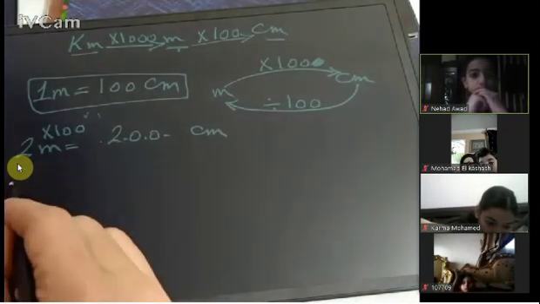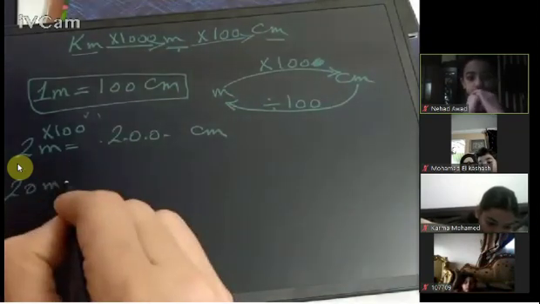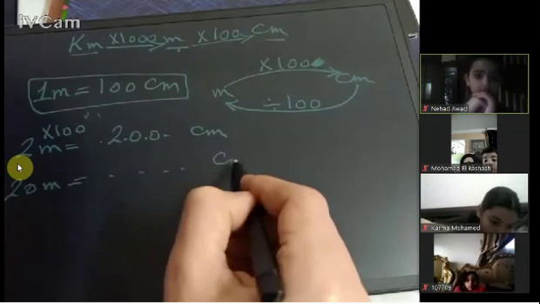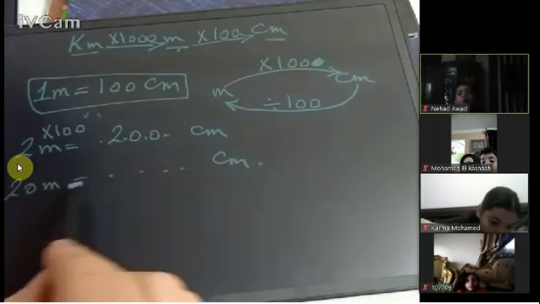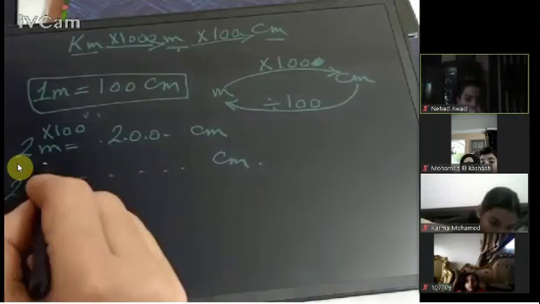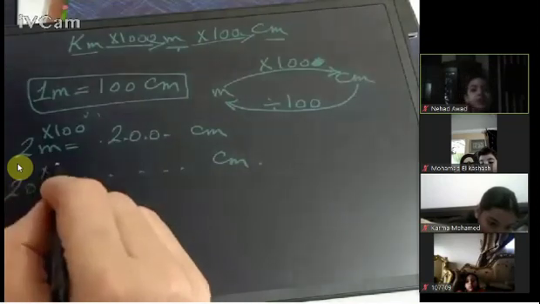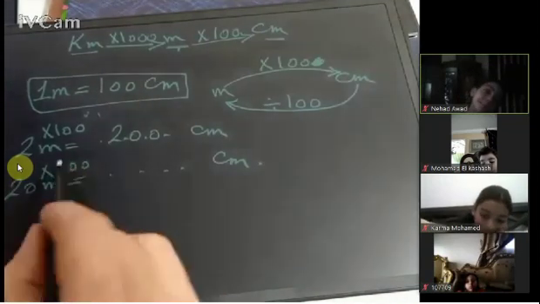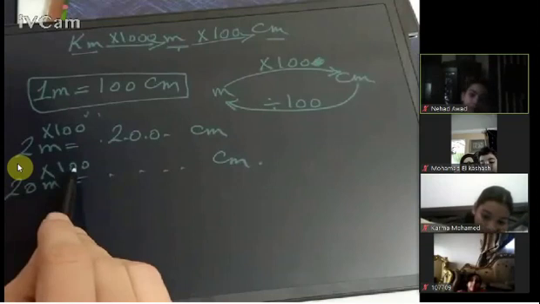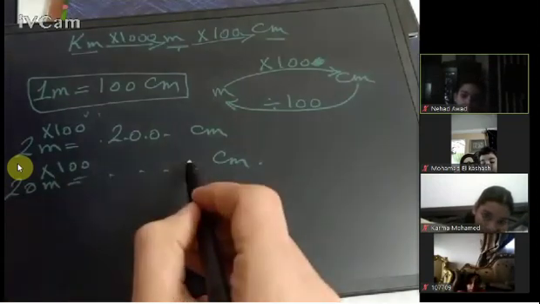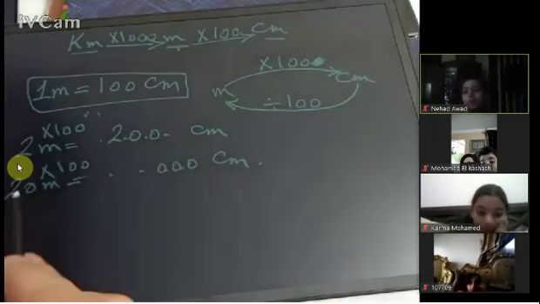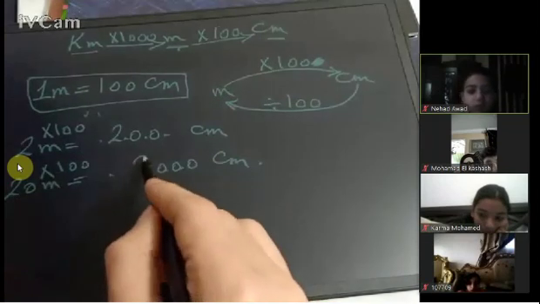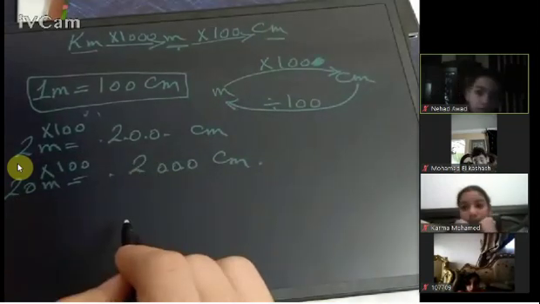If we have 20 meter equals how many centimeter? From meter to centimeter, multiply what? 100. So 20 multiply 100, count the zeros. 1, 2, 3. So here it is 1, 2, 3. Then 2 times 1 equals 2. So the answer is 2,000.